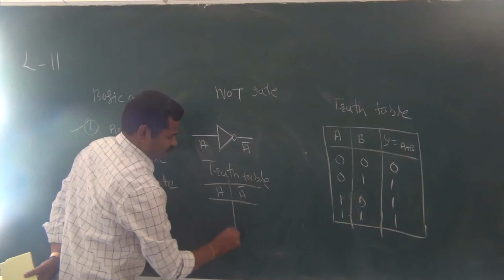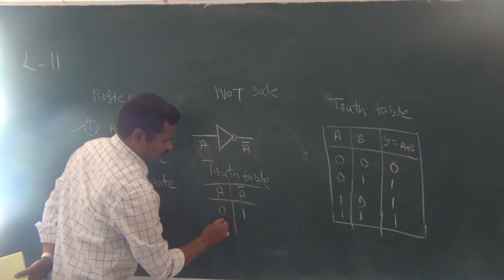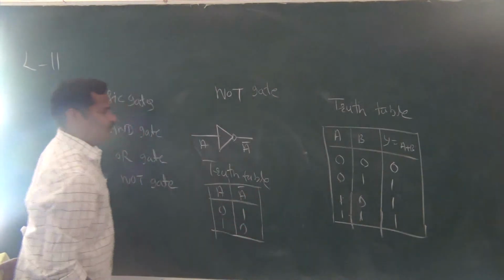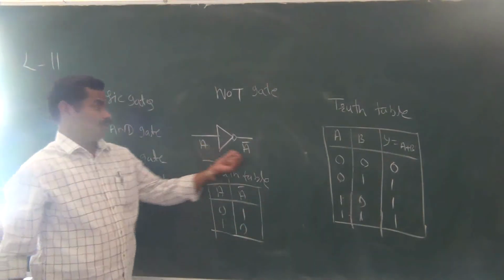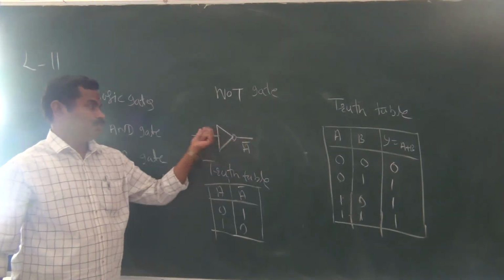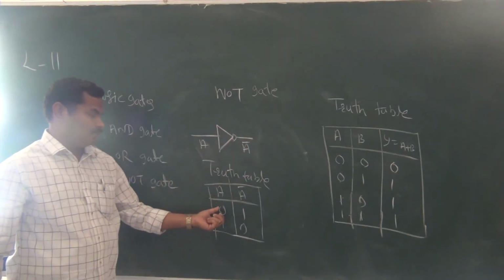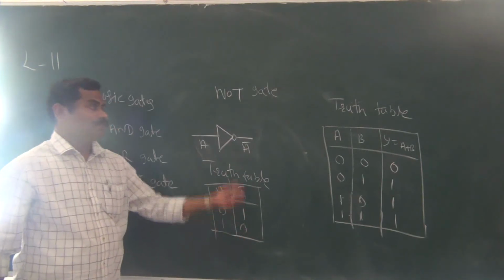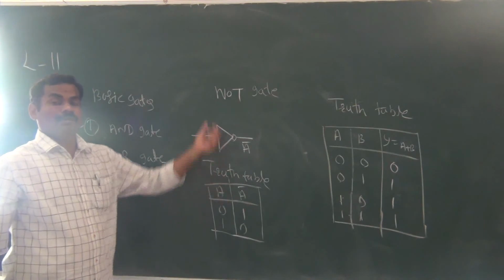There are only two possibilities, 0 and 1, 1 and 0. It is also called the complement. It means the input and output are opposite: 1 means 0, 0 means 1. Input 0, output is 1. Input is 1, output is 0. It is nothing but an inverter. It is also the complement or NOT gate.